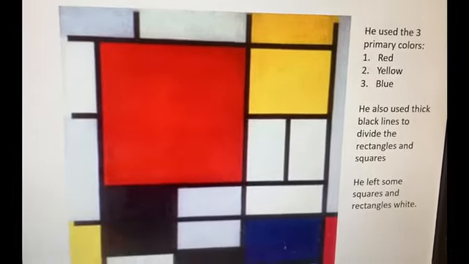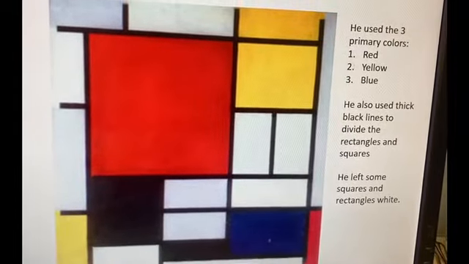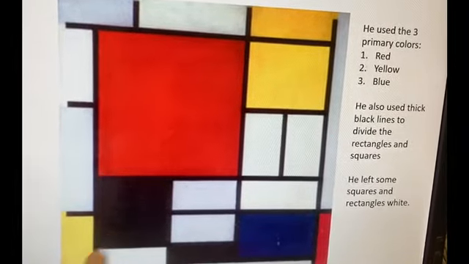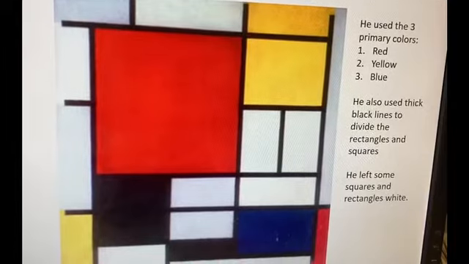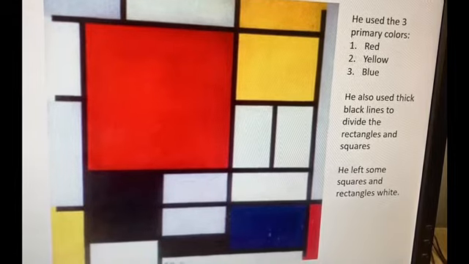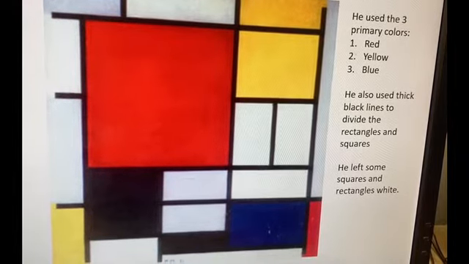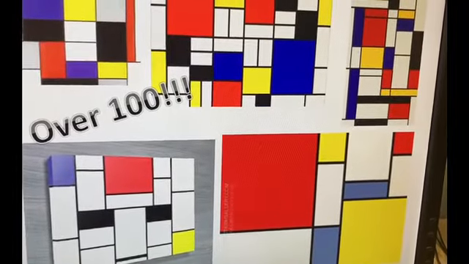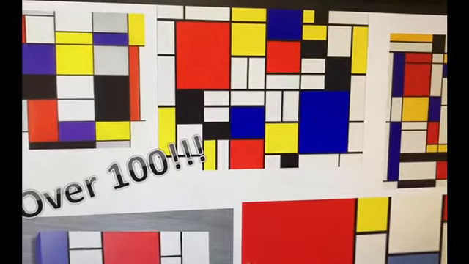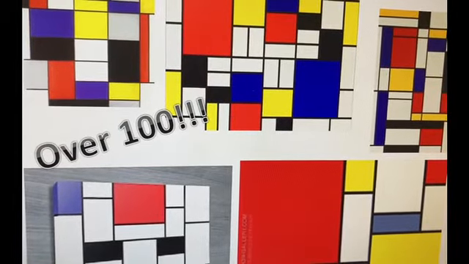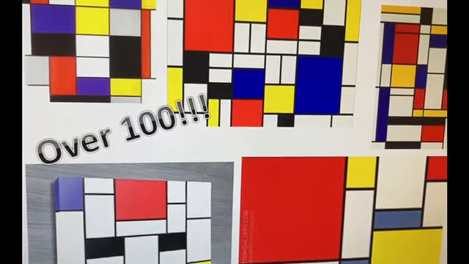Now, I want you to look at another one of his artworks, and it's very similar to the first one we saw. There is a little bit of a difference. There are some black boxes here, but in every single one of his artworks, he used the 3 primary colors, red, yellow, and blue. He used thick black lines to divide and make rectangles and squares. And he left some of the squares and rectangles white. He did that in all of his pictures. He made over 100 of these different artworks, and they look all about the same, but notice how each one is slightly different. What we are going to do, our first assignment, is make an artwork like Mondrian, and we're going to use some of the same techniques.